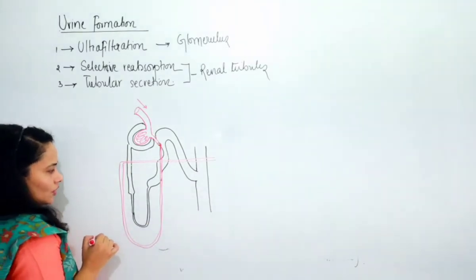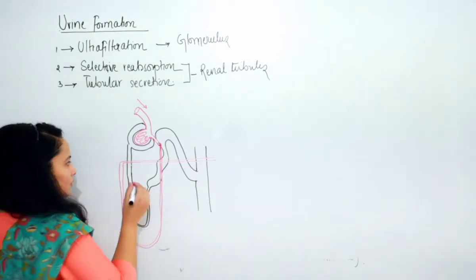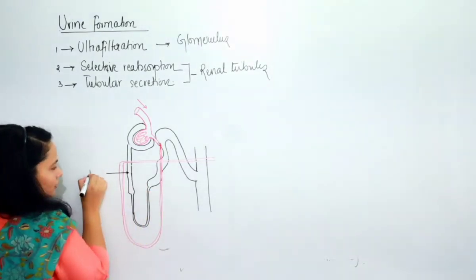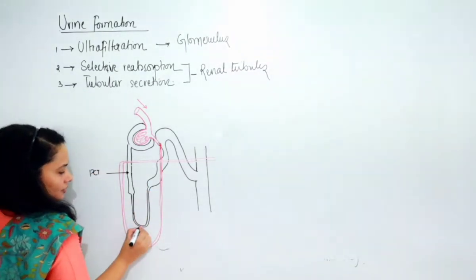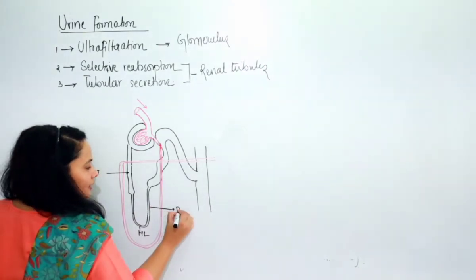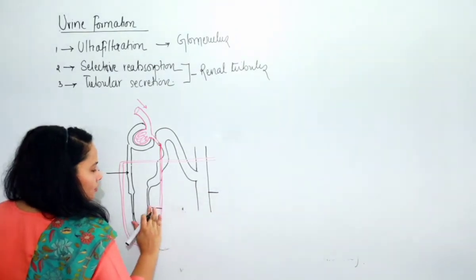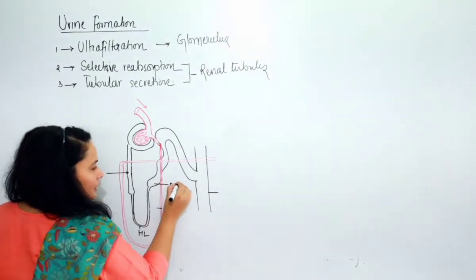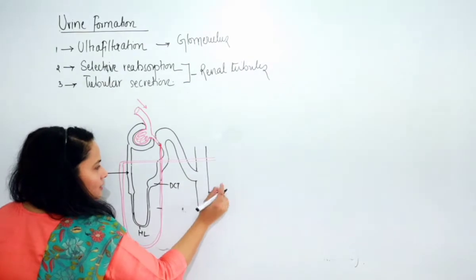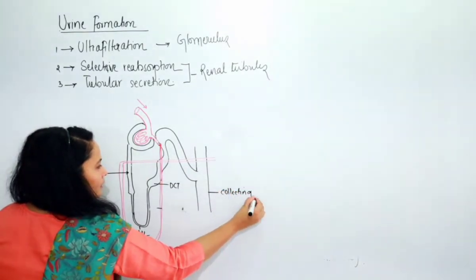Okay. So we know that. Let us first label the structure of the nephron. This is PCT. This is what we call Henle's loop. This is what you call DCT, and this is what you call the collecting duct.